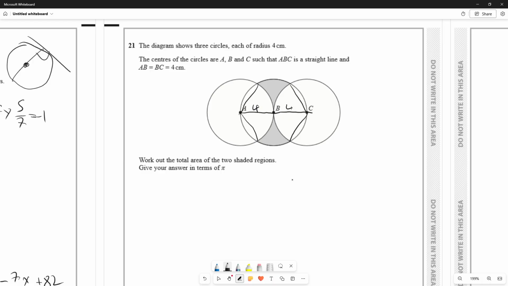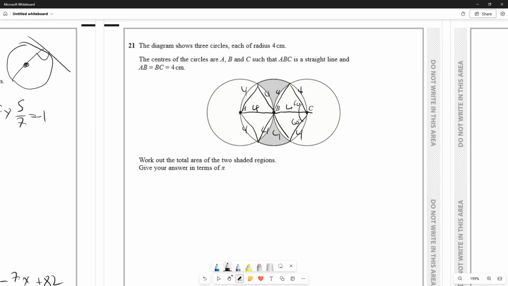Notice that from this center B to this center is also 4 centimeters because it's a radius, and this is 4, this is 4, and this is 4. They're all the same side, which means it's equilateral. So this is 60, this is 60, and so on. Okay.